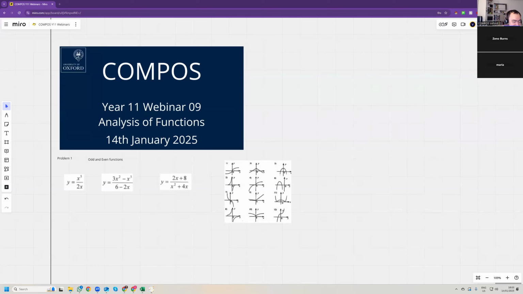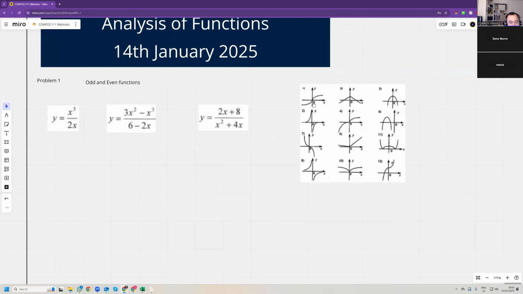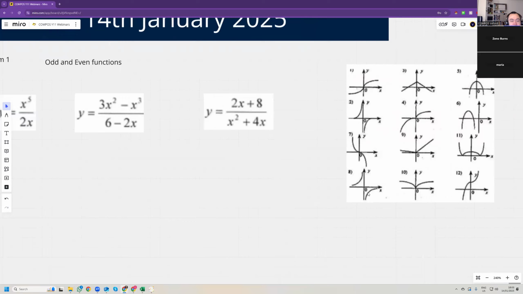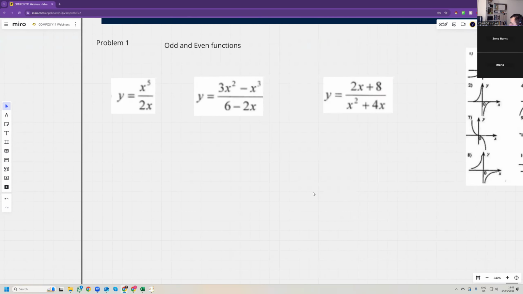Let's get to it. Let's talk about odd and even functions. You might have heard about odd and even functions. So here are some examples of functions. Some of them are odd, some of them are even, some of them are neither. Let's write down the definition and how to figure out whether a function is odd or even. So a function is odd if two things are true. First, the domain is symmetrical.